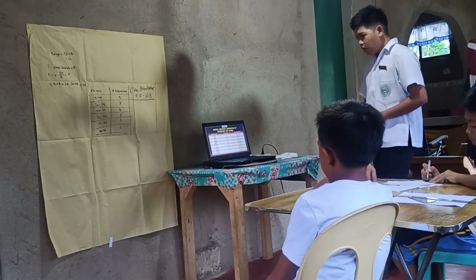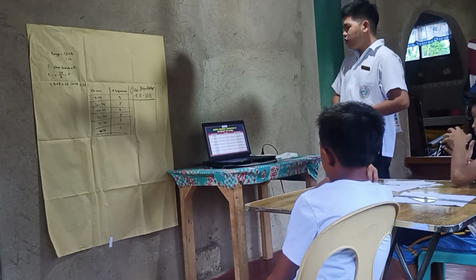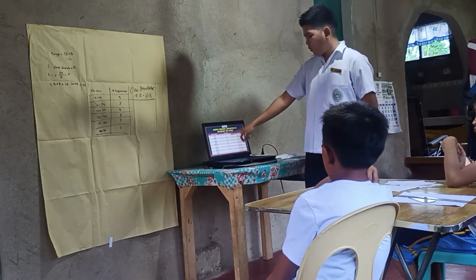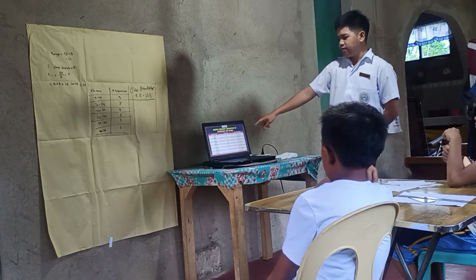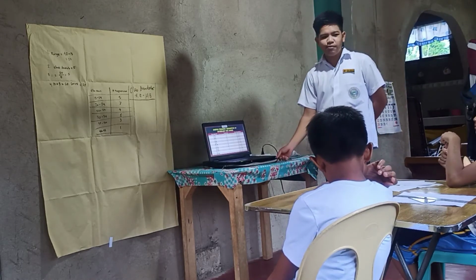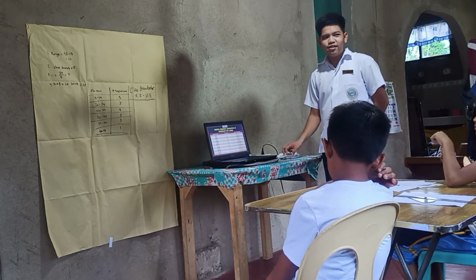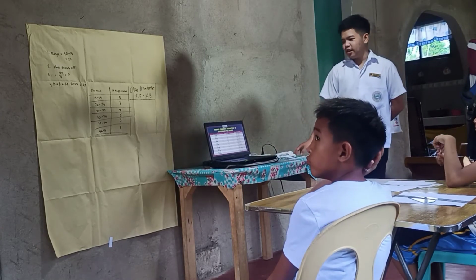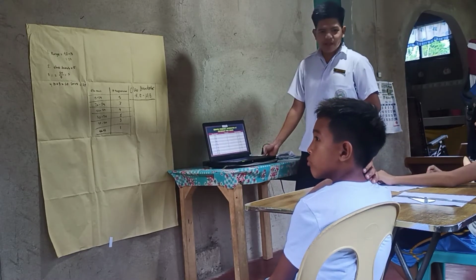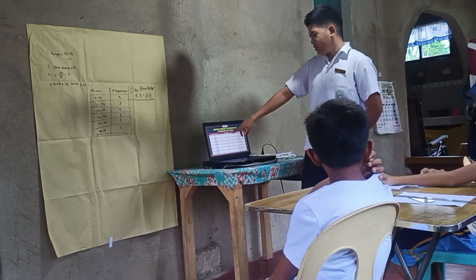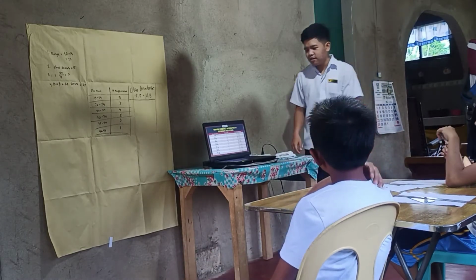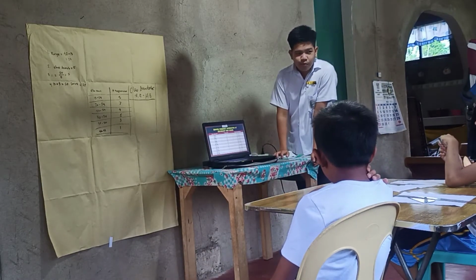So we have here an example: a grouped frequency distribution of psychology test scores. It has the class interval, the frequency, and the class boundaries. This activity connects to our topic today, which is presenting data using histogram. We discussed class boundaries first. How do we get the class boundaries?